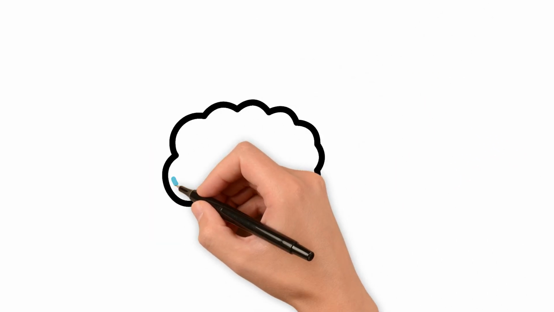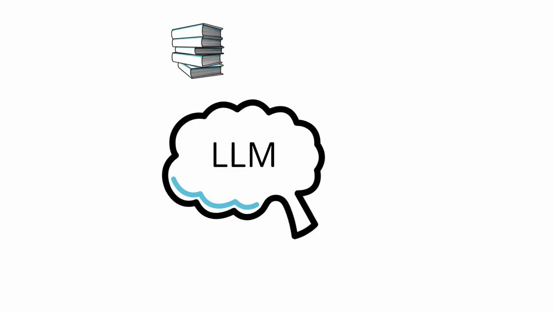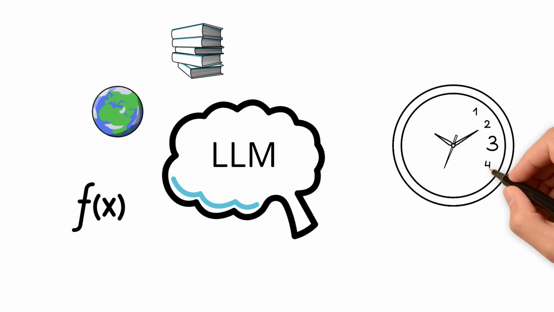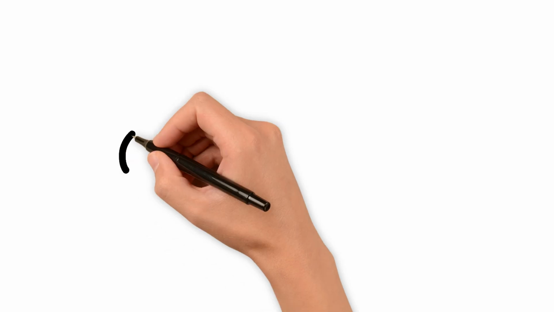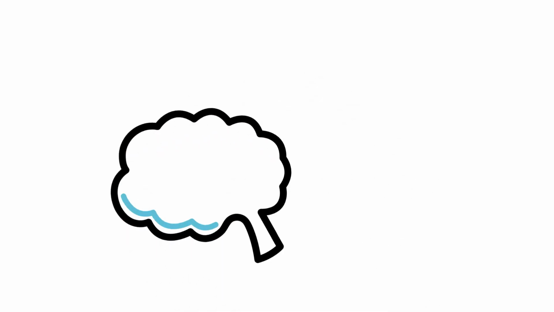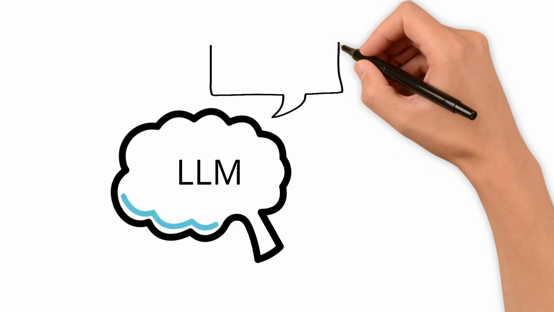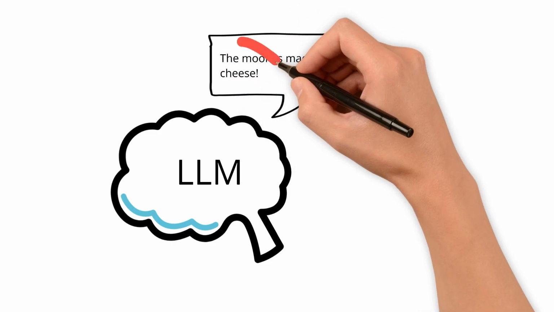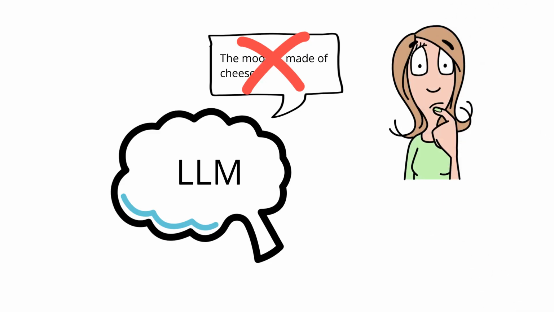Before RAG, a large language model, or LLM, like ChatGPT, was a bit like a brilliant student who studied for a test a year ago. It has a ton of general knowledge, but its understanding is often frozen in time from its last training session. This means it doesn't have access to the most current information or highly specific details. Worse, it can sometimes hallucinate, making up facts that sound plausible but are totally wrong. Imagine it confidently telling you the moon is made of cheese.